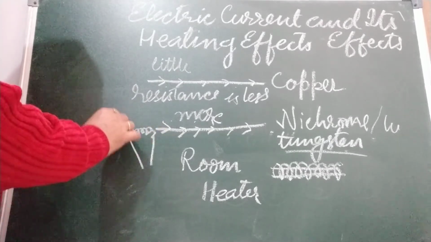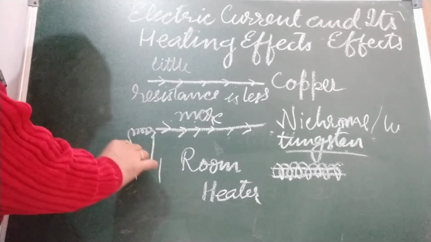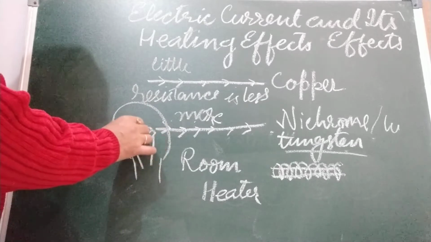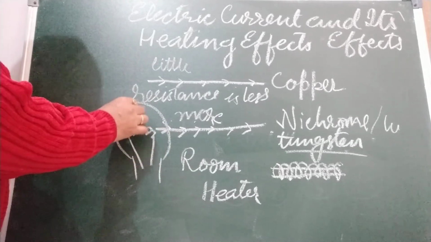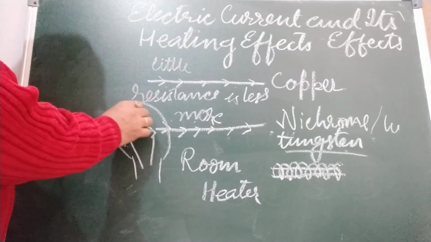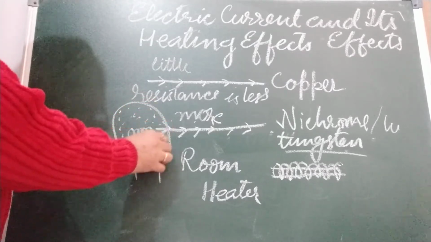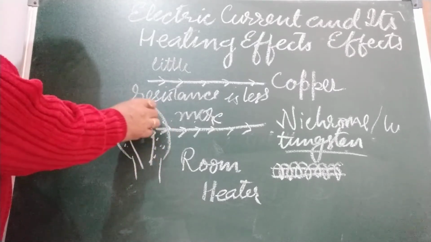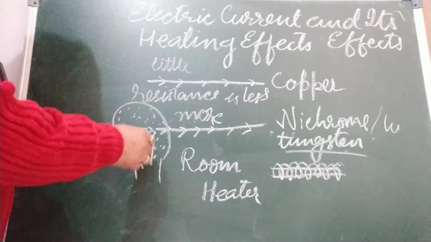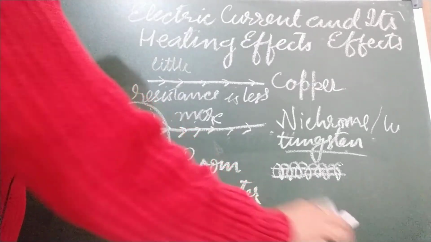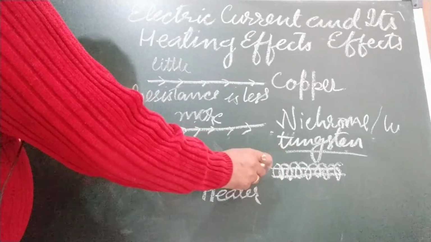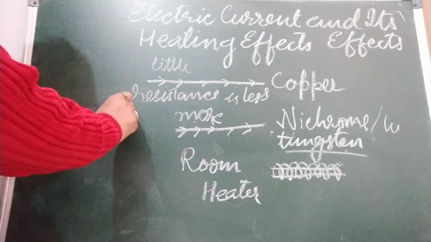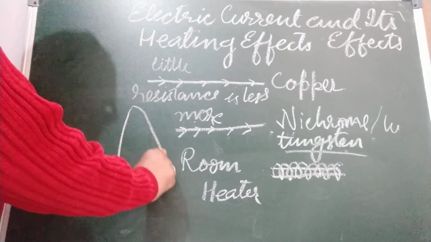In the bulb, this filament heats up and becomes red hot, and this heats up the gases which are present in the bulb, and because of the heat these gases also glow and it gives us light. I told you, in a heater and in a blower this is also used. In an electric iron, the element.